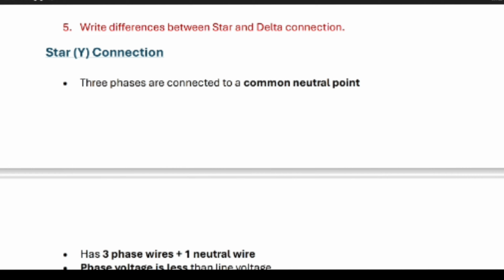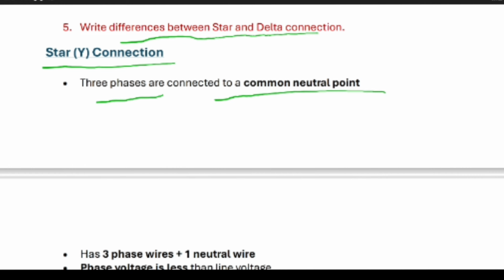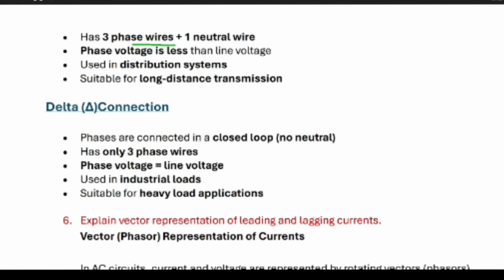The next question: write the difference between star and delta. Star is represented as Y. In star, 3 phases are connected to a common neutral point, and it has 3 phase wires plus 1 neutral wire. The phase voltage is less than the line voltage. It is used for distribution systems and is suitable for long distance transmission.